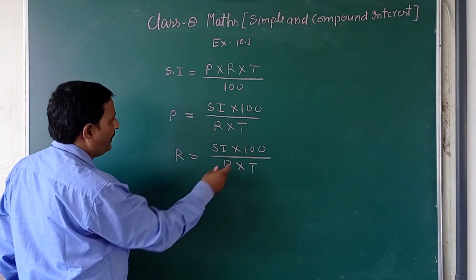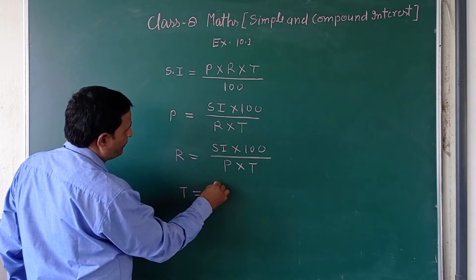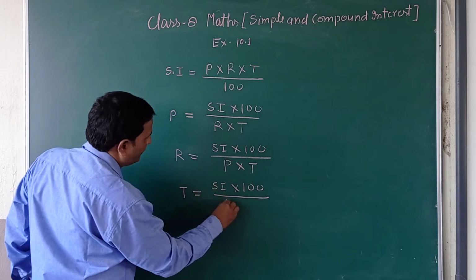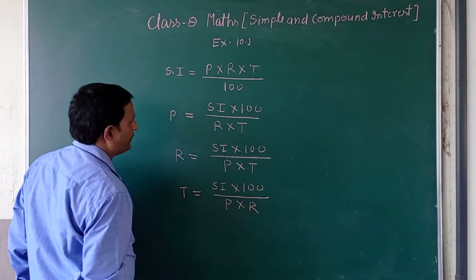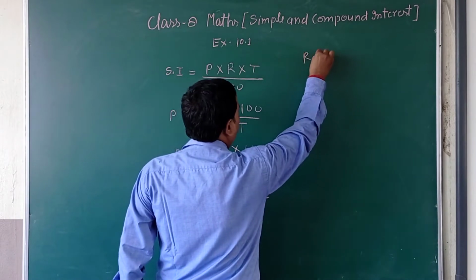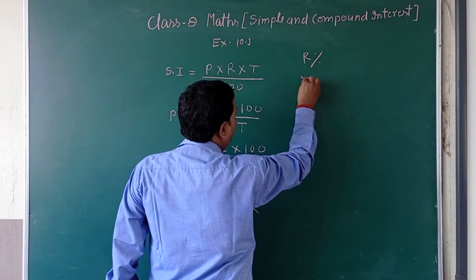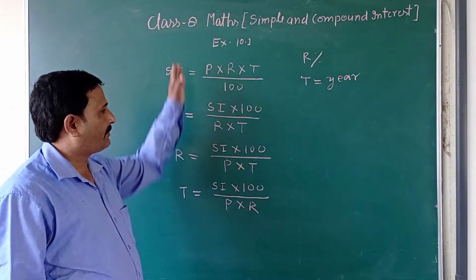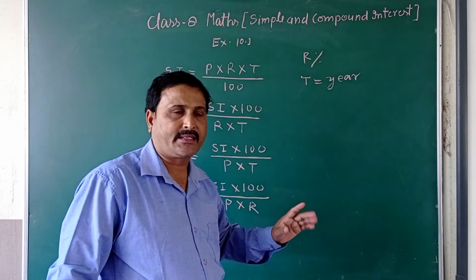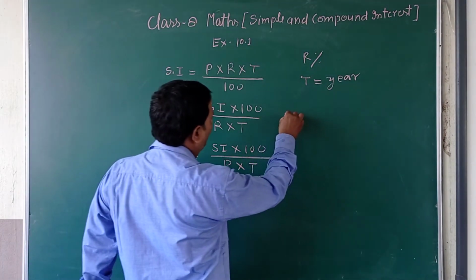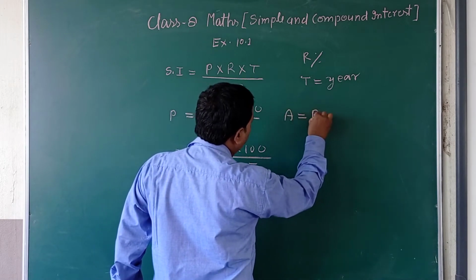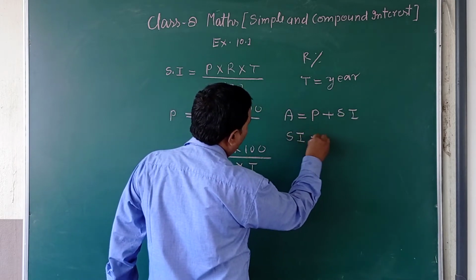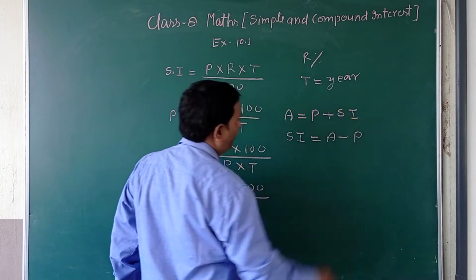Principal into time. Again, time is equal to SI into 100 upon P into R, principal into rate. Rate is always given in percentage, time always in years. So by using this formula, you can calculate the simple interest, and you know that amount is equal to principal plus SI, or SI is equal to amount minus principal.